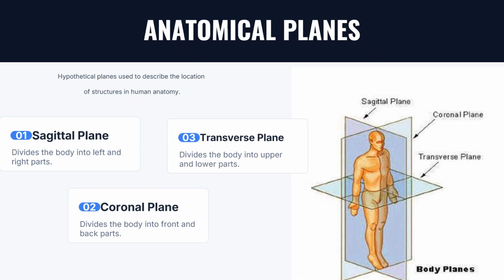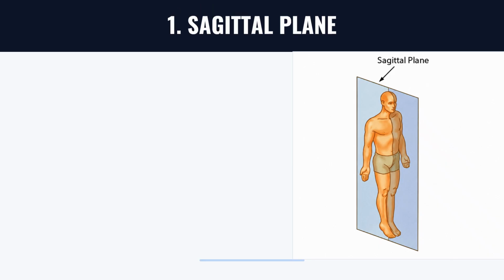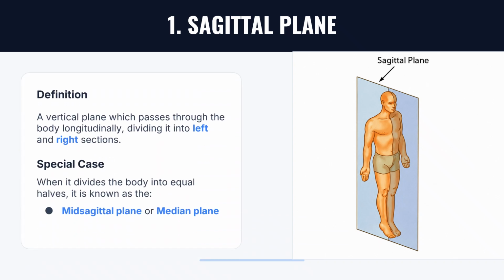What are they? We'll start with the sagittal plane. The sagittal plane is a vertical plane, as we can see here. And what does it do? It divides the body into left and right sections. Now, when this division is done equally, that plane is called the mid-sagittal plane or the median plane.